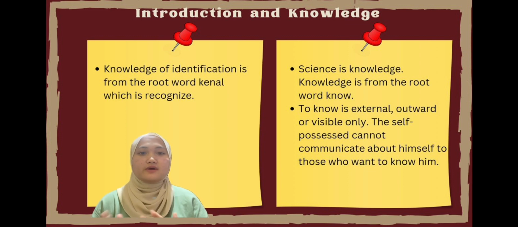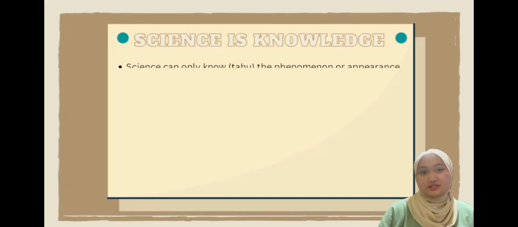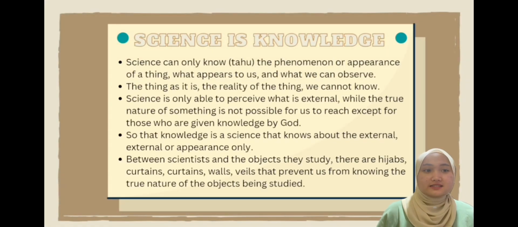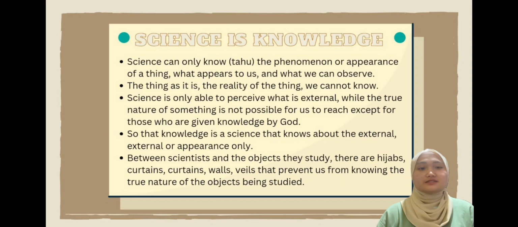Getting to know is when the self-possessed person introduces himself to those who want to know him. To know is external, outward, or visible only. The thing itself cannot communicate about itself to those who want to know it. Science is knowledge. Science only knows the external, outward, and visible. Science only knows the phenomena of something. That thing is a reality we call noumenon.